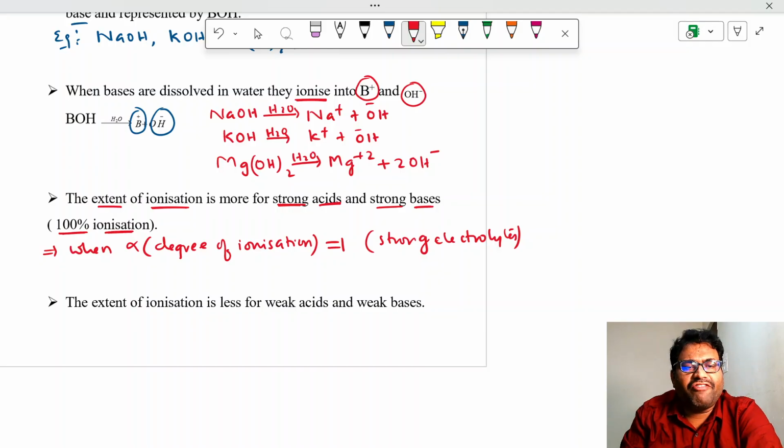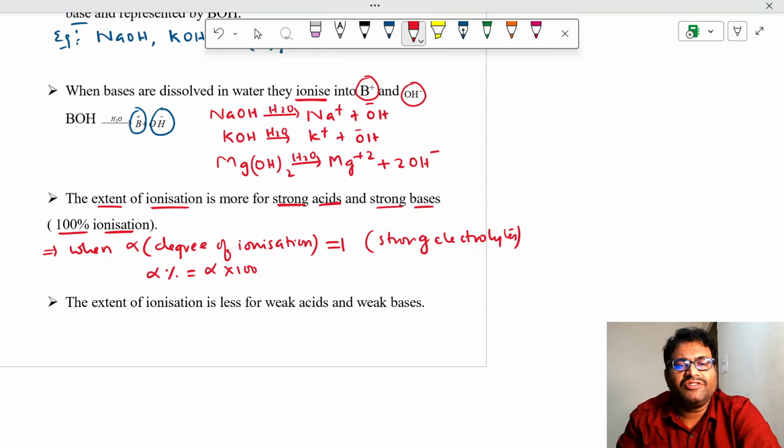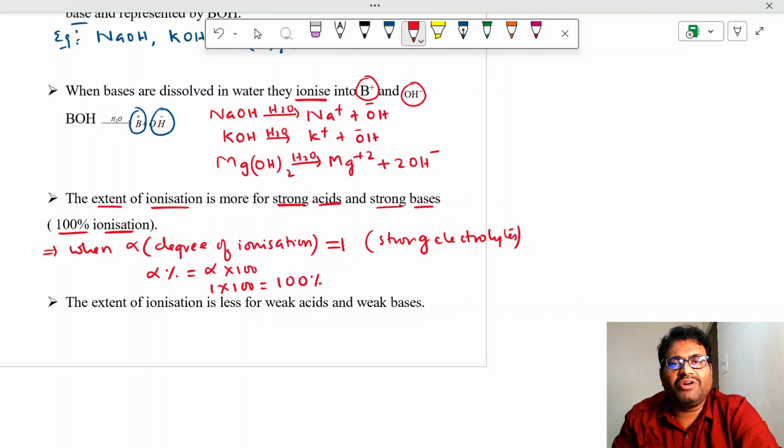Here it is given in the form of alpha percentage. So the same can be represented in the form of alpha percentage. What is alpha percentage? Alpha into 100 is called alpha percentage. So if alpha is 1, 1 into 100 gives you 100 percentage. So when the degree of dissociation is equal to 1, or the degree of dissociation percentage is equal to 100 percentage, what does that mean? All the molecules of that electrolyte are completely ionized. They are 100% ionized.